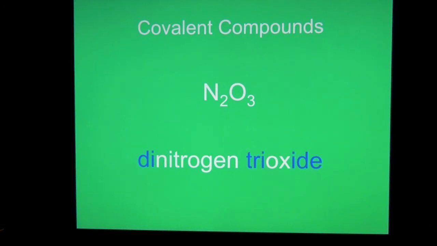So just to recap, the rules are pretty simple. You get to use prefixes: mono, di, tri, tetra, penta, hexa, hepta, octa, nona, and deca. We're only going to use mono when we're talking about oxygen, when oxygen is the second nonmetal in the series, and the second nonmetal always gets an "-ide" ending. So covalent compounds, you do get to use prefixes.